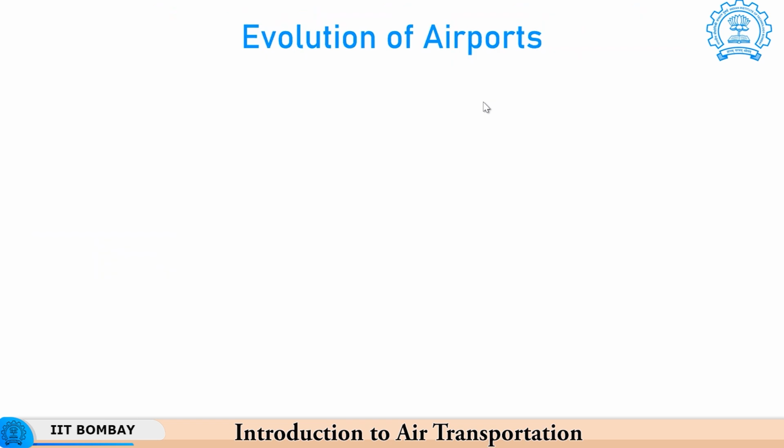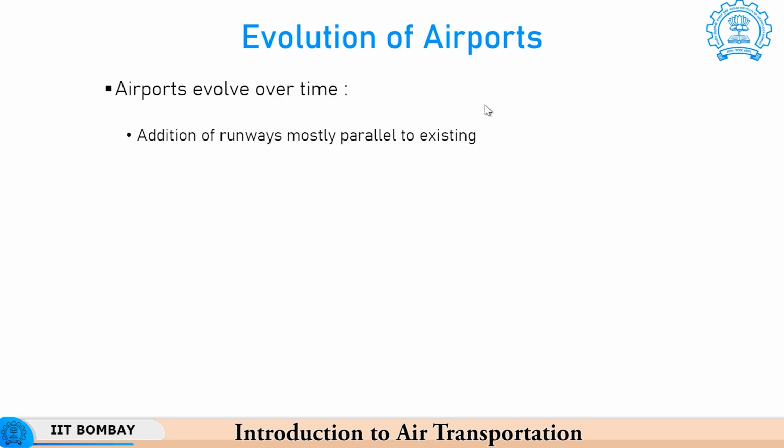As I mentioned, airports do not remain stagnant, they evolve over time. They grow in size, the number of runways may change, and they also undergo lots of alterations and amendments based on the circumstances. So, generally what happens in airports is that you add a runway parallel to the existing runway. Now, if you add this new runway near the current runway, then you cannot operate on both the runways simultaneously.